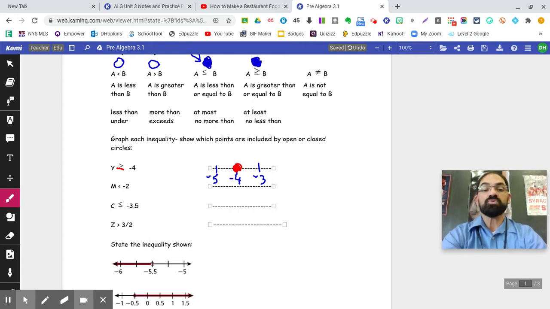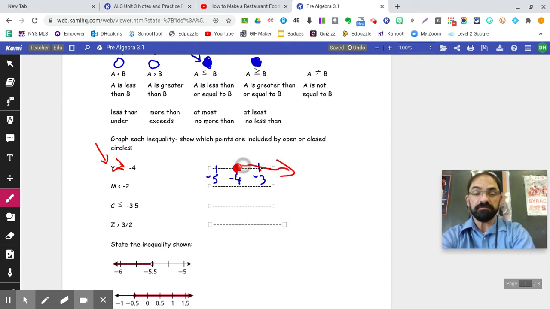And then it says y is greater than or equal to negative 4. What numbers are greater than negative 4? Well, negative 3 is definitely greater than negative 4, so I would shade on that side. Another thing we can think about is that as long as the variable is on the left side of the inequality, you can shade in the direction that the sign is pointing. Since it's pointing that way, I know I'm shading this way. So that's my graph.